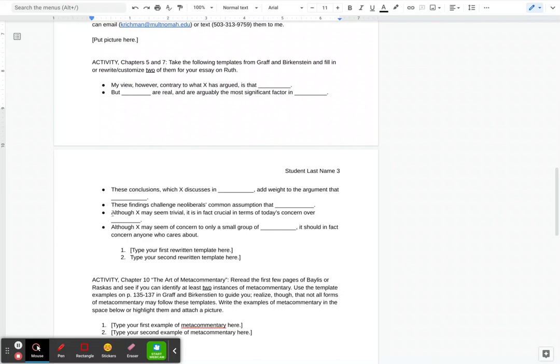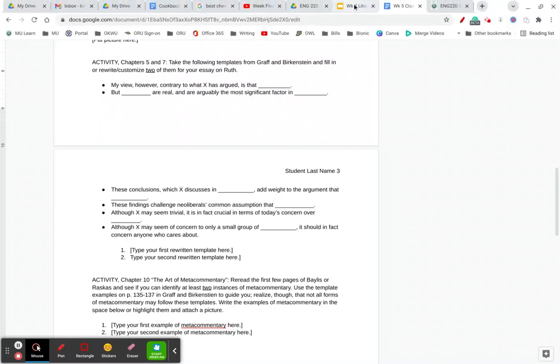Kind of for an example, you might say something like, these findings challenge neoliberals' common assumption that. So in your Ruth essay, you're not going to be addressing neoliberals, I don't think, but maybe you'll be addressing certain theologians, maybe those from a Wesleyan background or those from a Calvinist background. So maybe you'd say these findings challenge the Calvinist perspective of blank. So that could be an example of how you could reword the template to suit your needs.